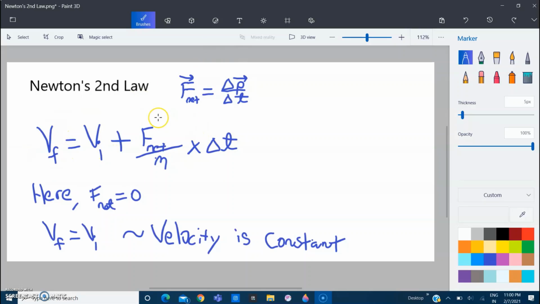In our experiment and computational model, we will assume there is no net force acting on our body. This will result in a constant velocity, meaning the object will cover the same distance in the same direction in equal intervals of time.